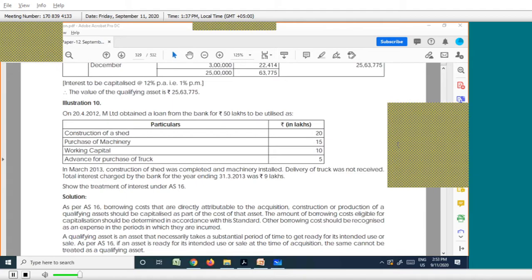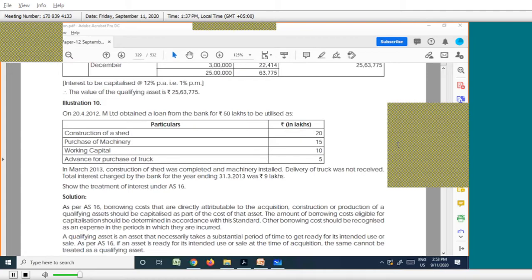Not available? No. It is readily available for use. Use it immediately. Available for use. Yes, it is available for use. You are buying machinery and you can start your production immediately.